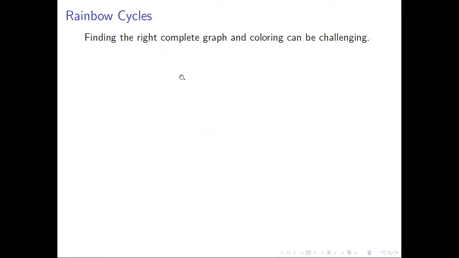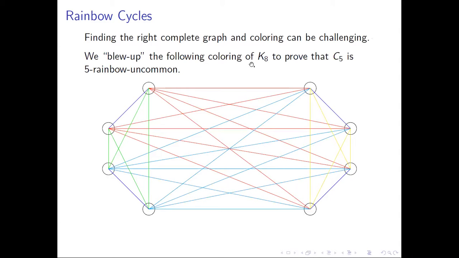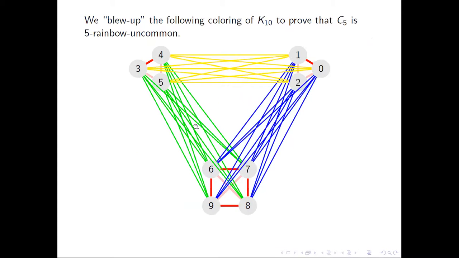Now, finding the right complete graph and coloring can be very challenging. So in order to prove that C5 is 5 rainbow uncommon, we used this coloring of K8 right here. This has 128 rainbow C5 subgraphs, which is just barely enough needed to beat randomness. We also blew up this coloring of K10 in order to prove that C5 is 5 rainbow uncommon. And what's nice about this one is that this has 544 rainbow C5 subgraphs.